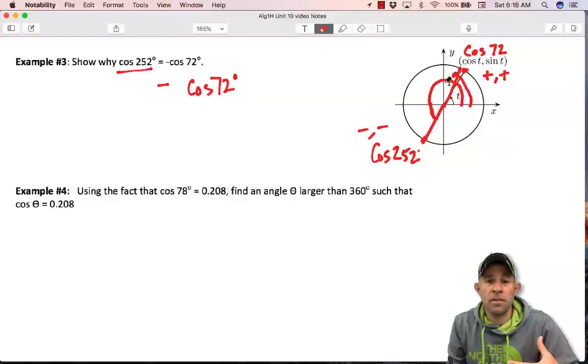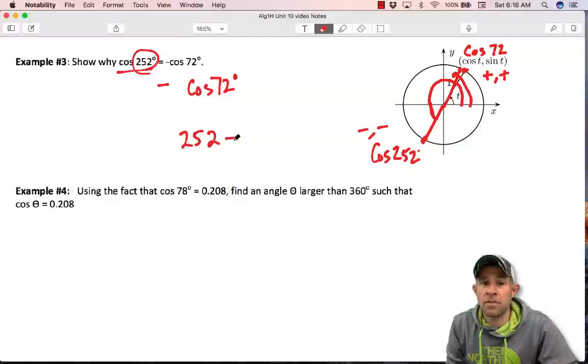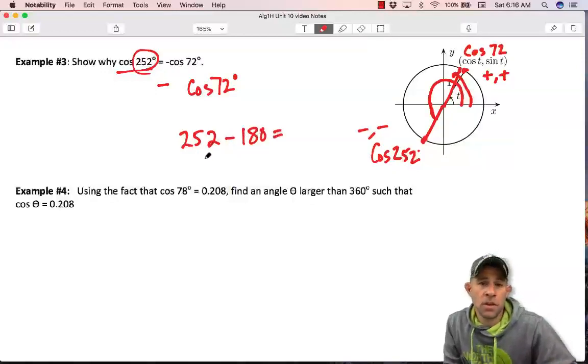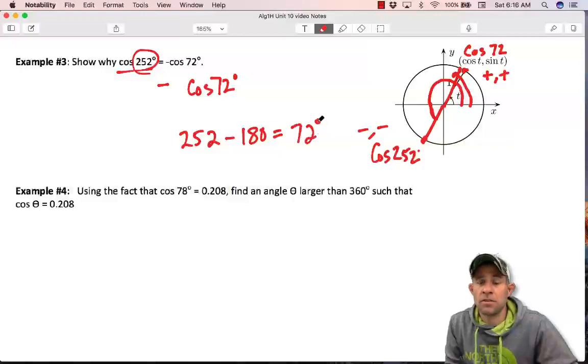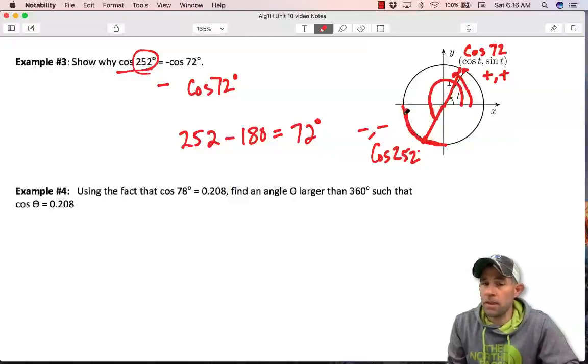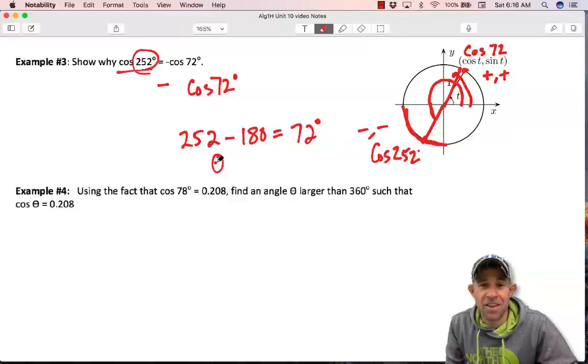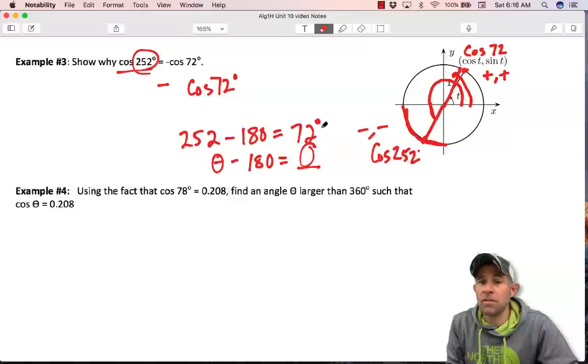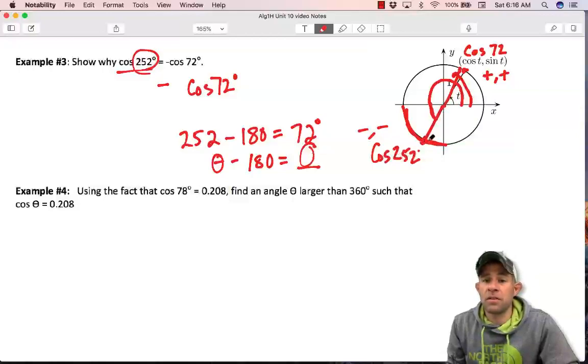So remember, the value for 252 can really be found by taking the same cosine value as if I were to take 252 and subtract that from 180. So when I take 252 and subtract from 180, I do actually get 72 degrees. In fact, all of these coordinates here in my third quadrant can be found by taking whatever their angle, that theta, is and subtracting it from 180.